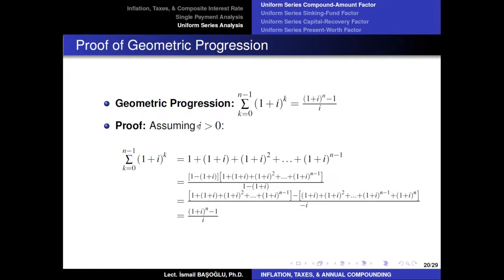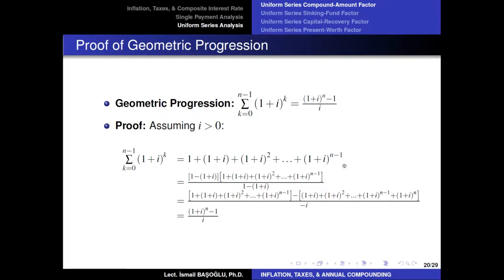We are just going to assume that i is greater than 0 because the interest rate cannot be negative. And we are going to expand this summation by plugging in k values from 0 to n minus 1. When k is equal to 0, the first term becomes 1. When k is equal to 1, the second term becomes 1 + i. When k is equal to 2, the component becomes (1 + i)^2, and so on, until the last component, (1 + i)^(n−1).